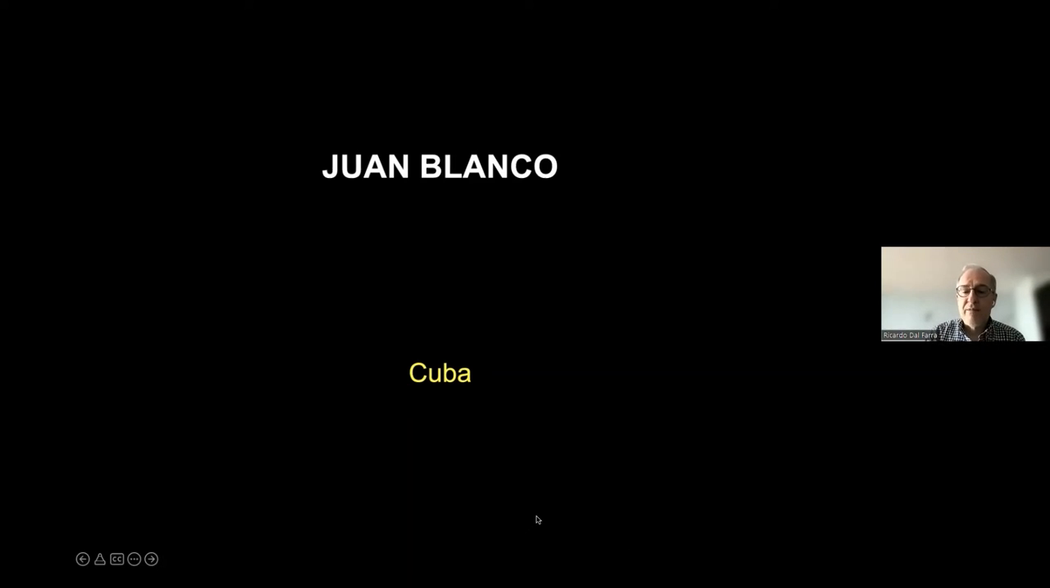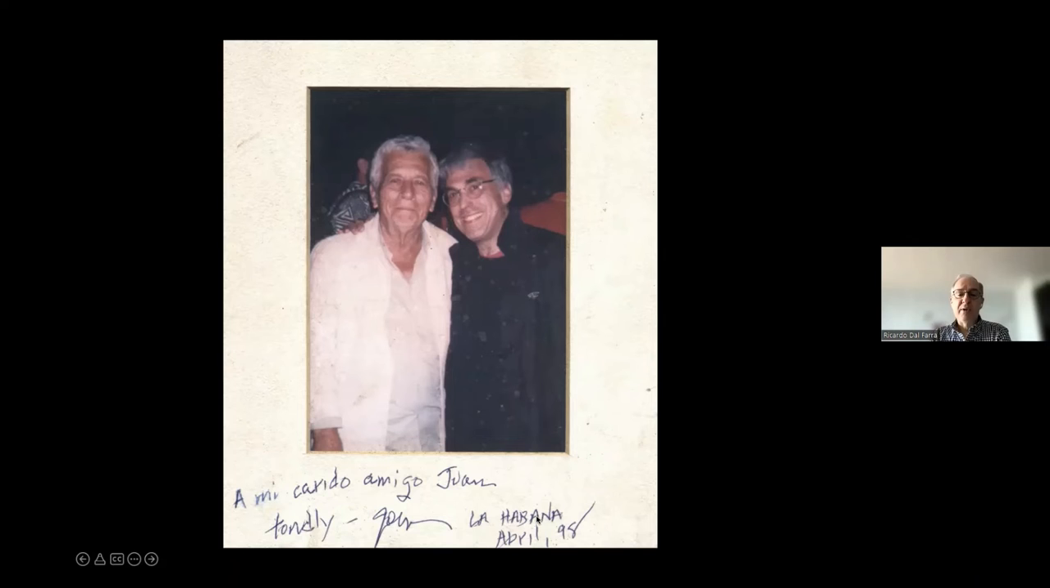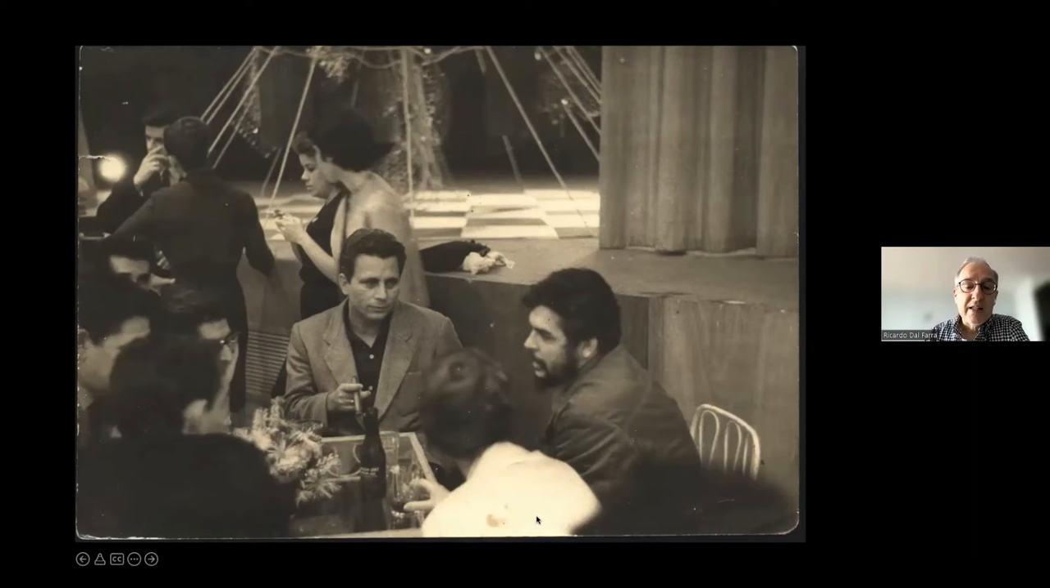Juan Blanco, a very important pioneer from Cuba, of electroacoustic and computer music, is also included after many years. It took me more than 20 years to get his pieces in the collection, and now we have most of his computer and electroacoustic music in the Latin American Electroacoustic Music Collection of the Daniel Langlois Foundation. This is a special photo because at the right you have John Appleton, a very well-known pioneer of electroacoustic and computer music in the US, who recently died. And at the left, we have Juan Blanco in Cuba, in La Habana.